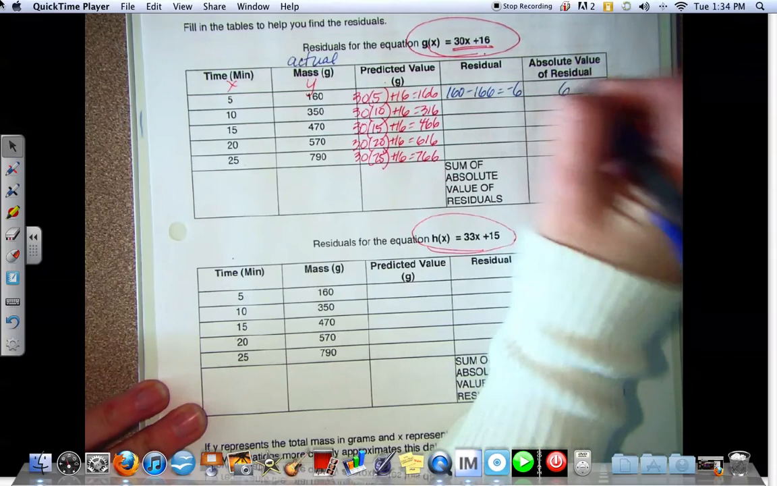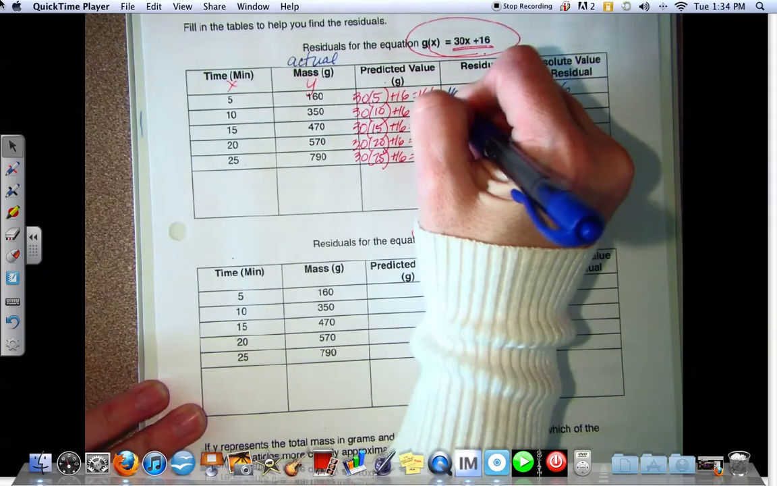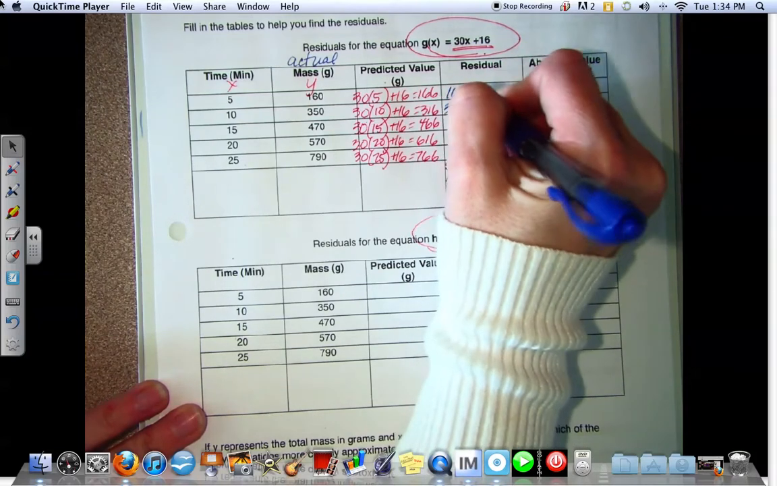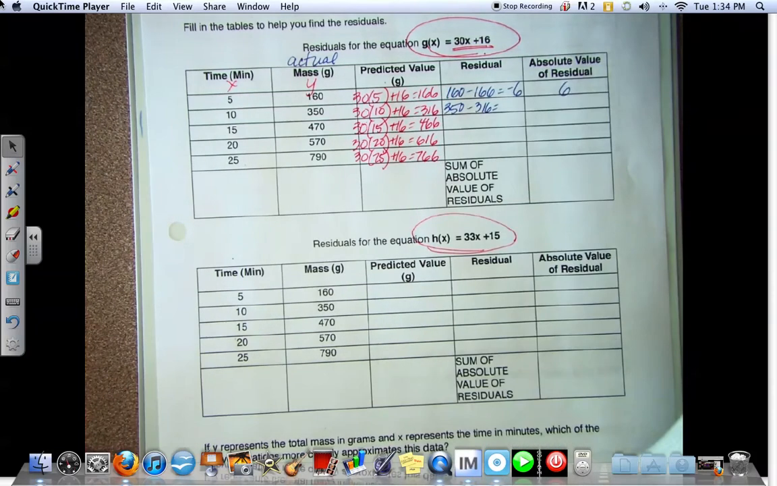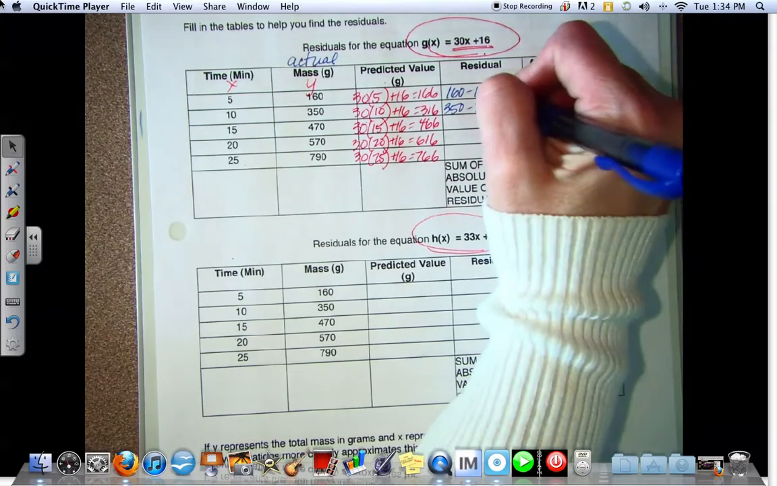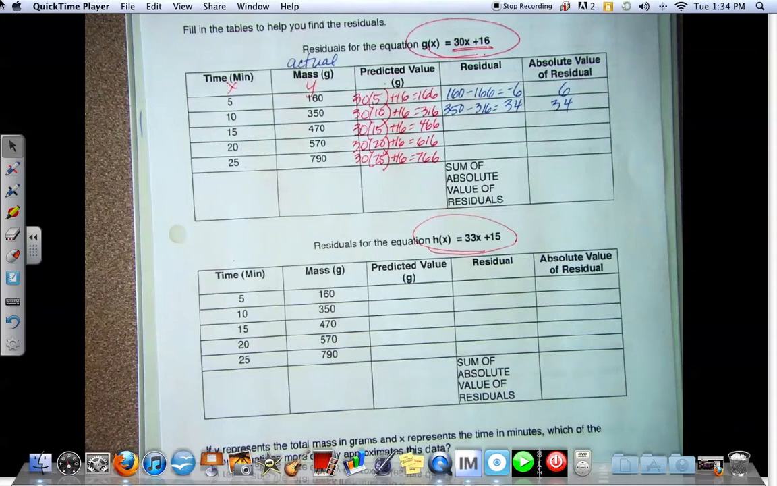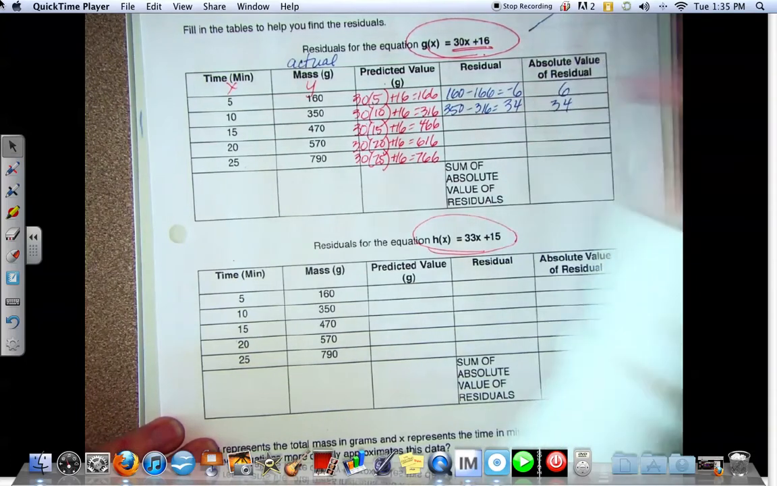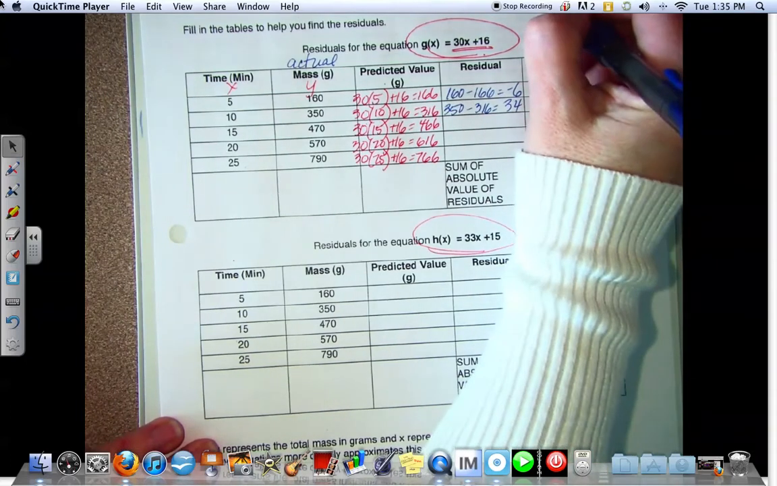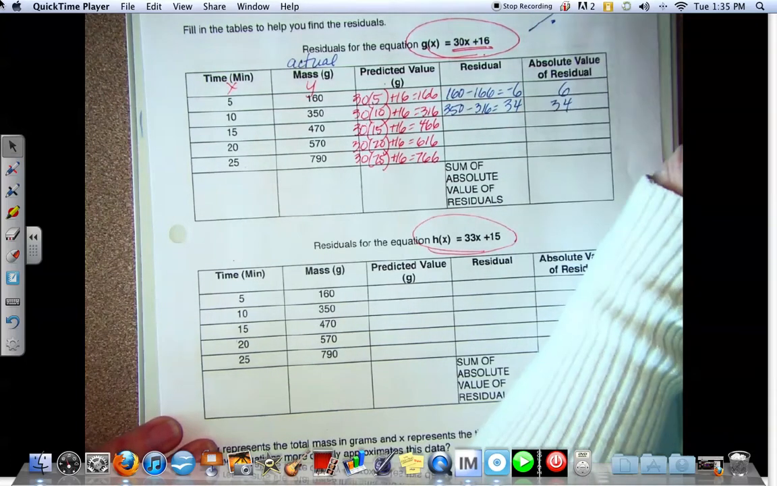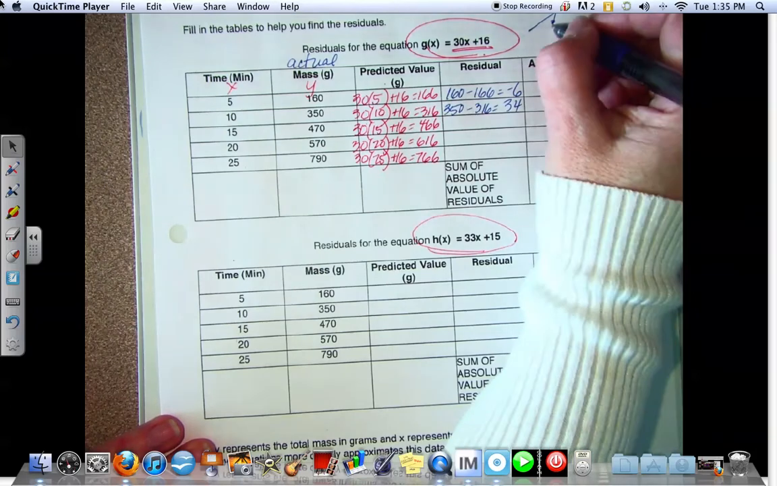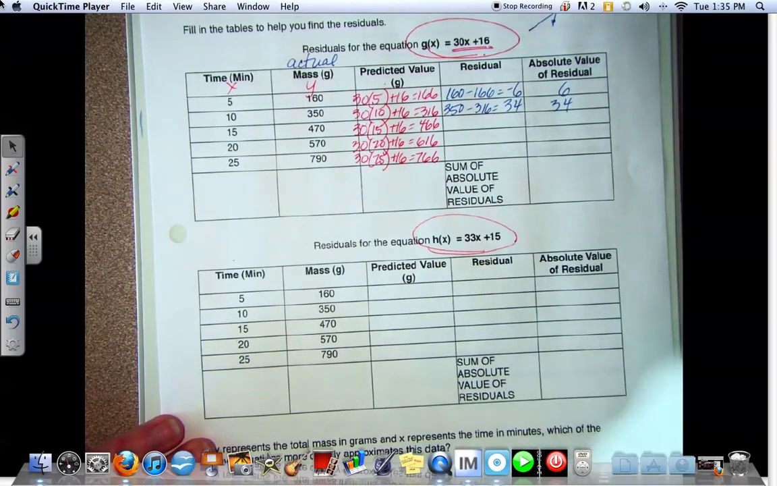6. How come one of mine was negative? 350 minus 316. 34. You know why that is? Because when we plot the line, some points are above and some points are below. So the difference is going to be negative sometimes and positive other times.